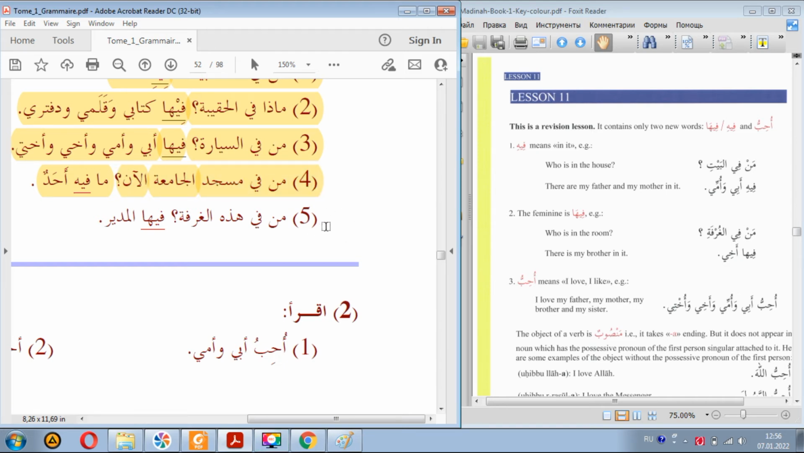So the last sentence is من في هذه الغرفة. Who is in this room? فيها المدير. There is a headmaster in it.